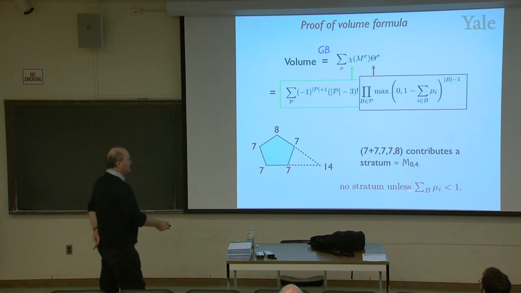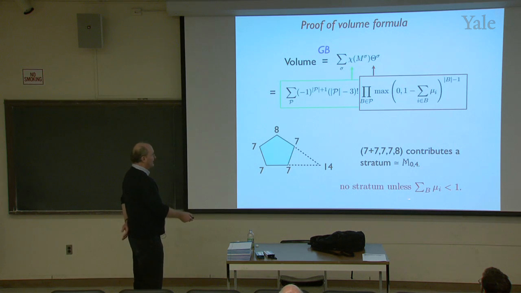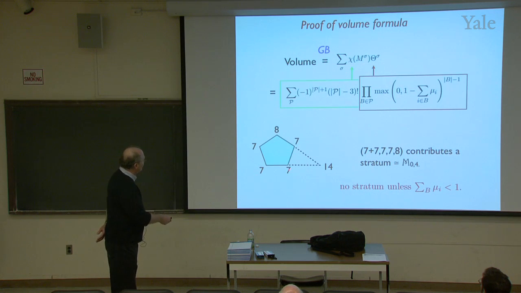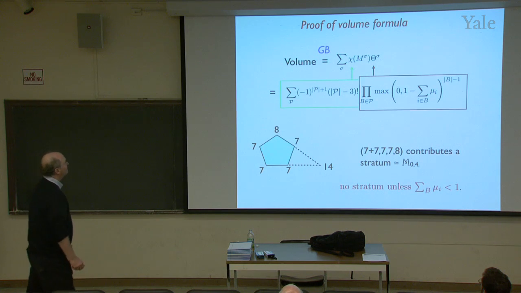And there is no collision possible, by the way, if the sum of the weights is bigger than 1. So for example, 3 of these 7s cannot collide because that would give 21, which is bigger than 18.